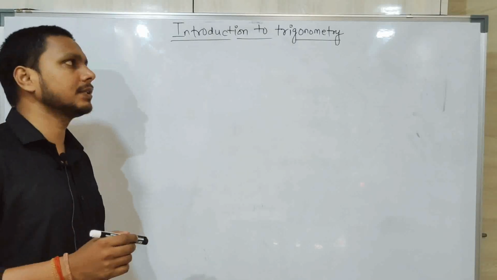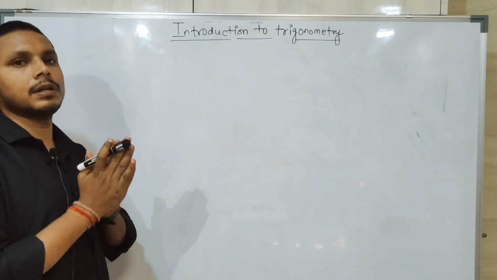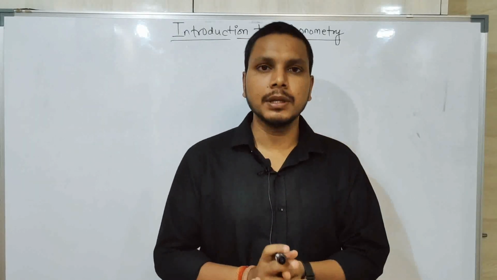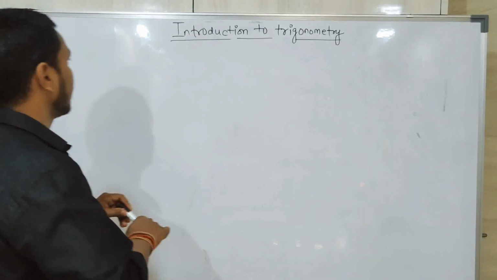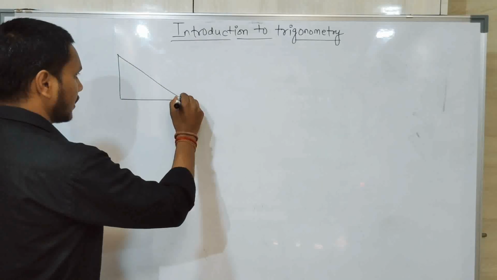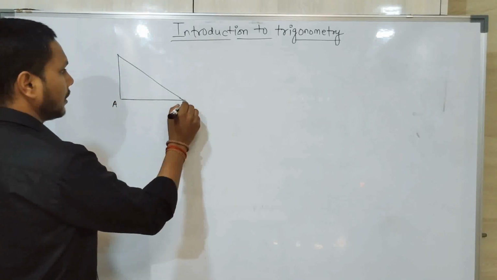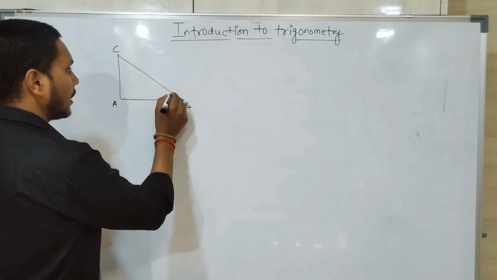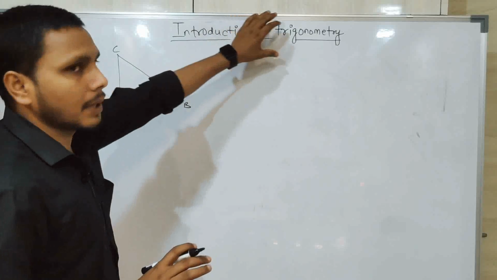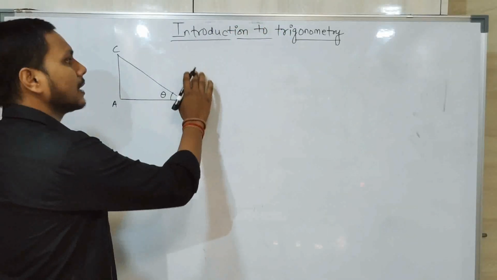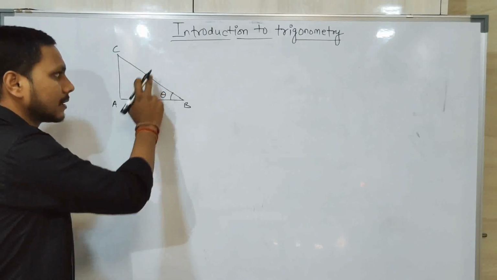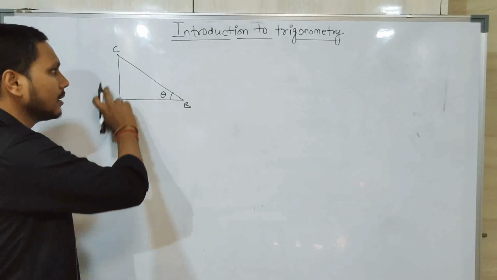So basically, what we will learn about is the relation between the angles and the sides of the right angle triangle. So I am making a right angle triangle ABC, and let's say here theta. The introduction's technical part is that we will write the relation between theta and the remaining sides as a ratio. A simple relation between theta and the sides.